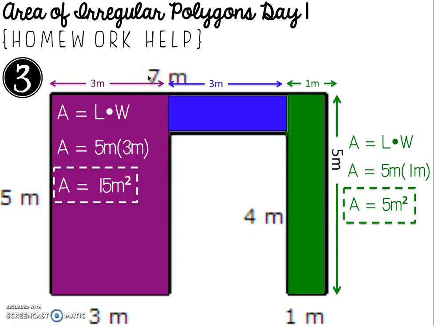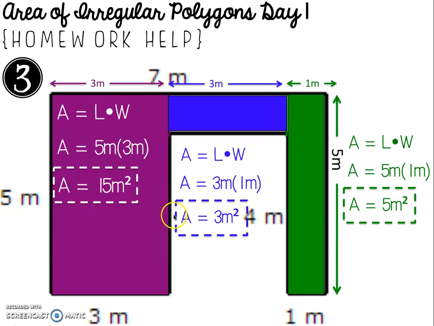Now, if this 3 is our length, we need to figure out what this width is. We kind of figured it out when we did the last one. If this whole side length is 5, but from here to here is 4, then this little piece right here is just 1. So we're going to use the area formula for a rectangle: area equals length times width. We have a length of 3 meters and a width of 1 meter, so the area is 3 meters squared.